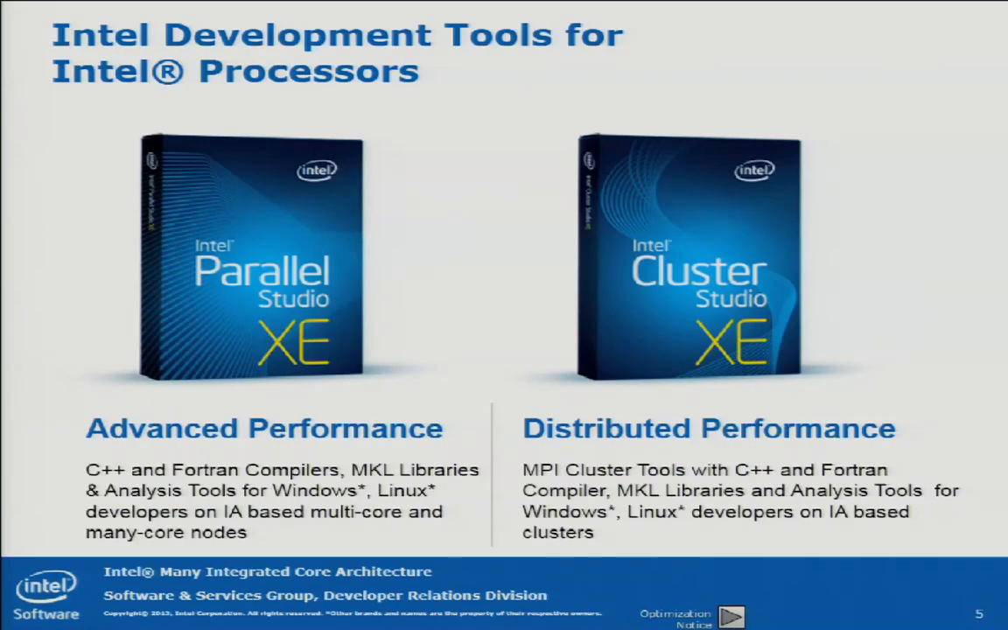We have essentially 2 different versions of development tools for our processors. The first one is called Parallel Studio. That's kind of the intra-node development toolkit. And then we have the Cluster Studio XE. That's for distributed development, so cluster development. That's MPI and MPI tuning utilities.